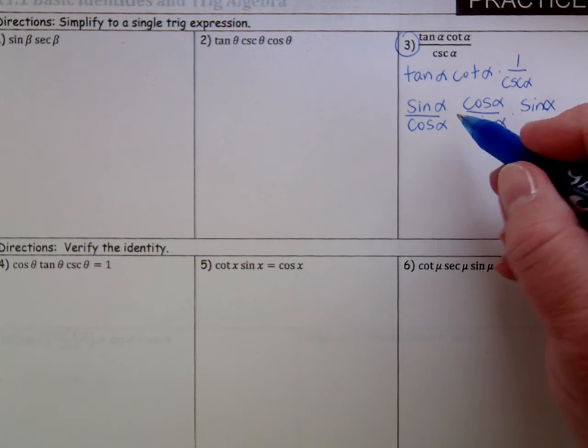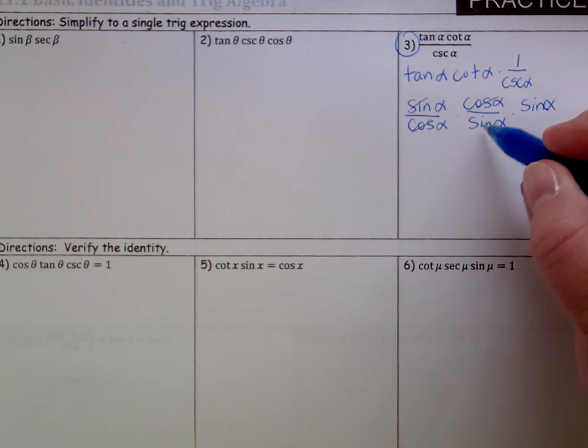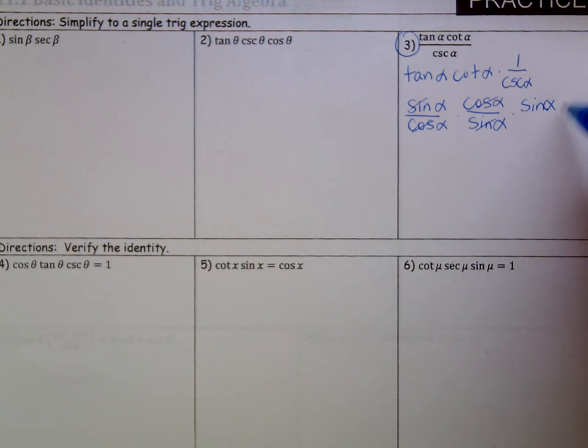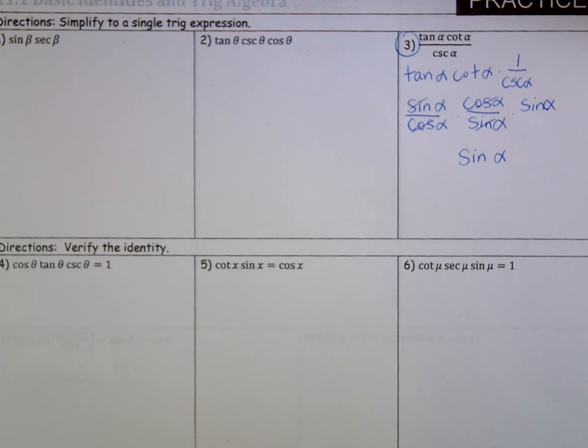So the cosine on the bottom cancels with the cosine on the top. The sine on the top cancels with the sine on the bottom, and I'm left with just the sine of alpha, and that's my final answer.